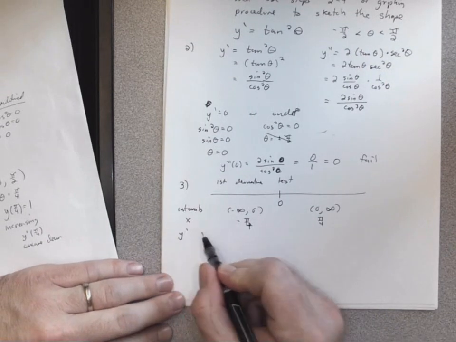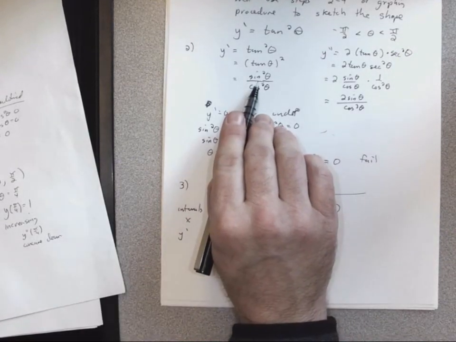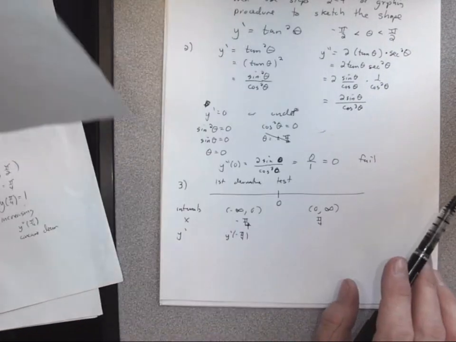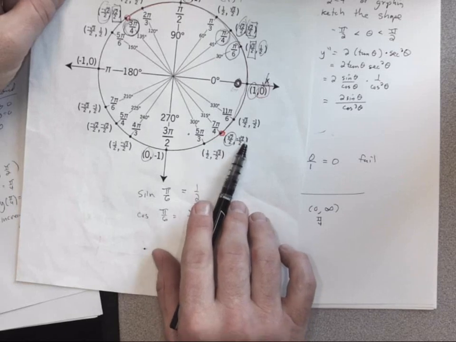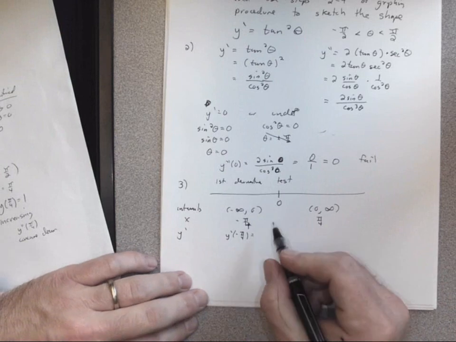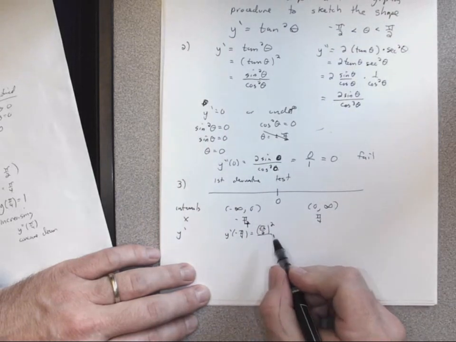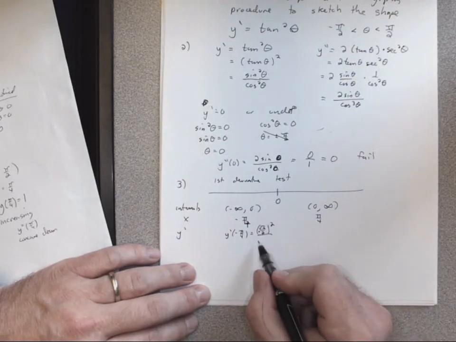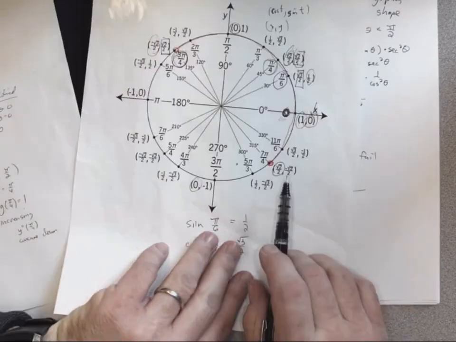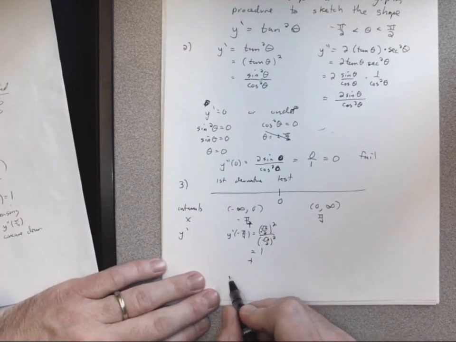So y prime of minus pi over 4 means I have to plug pi over 4 into here. If we look at minus pi over 4, the sine is going to be root 2 over 2. So this is going to be equal to, I'll show this work, root 2 over 2 squared, all over, that's negative, but it's going to become positive. And on the bottom is positive root 2 over 2 squared, because that's what the cosine of negative pi over 4 is. So this is just 1, which is positive, so it means it's increasing.